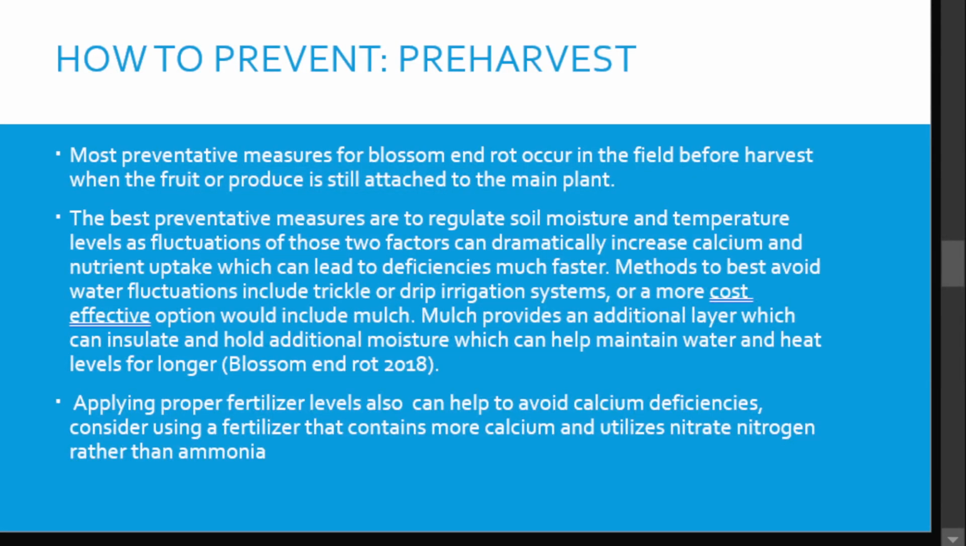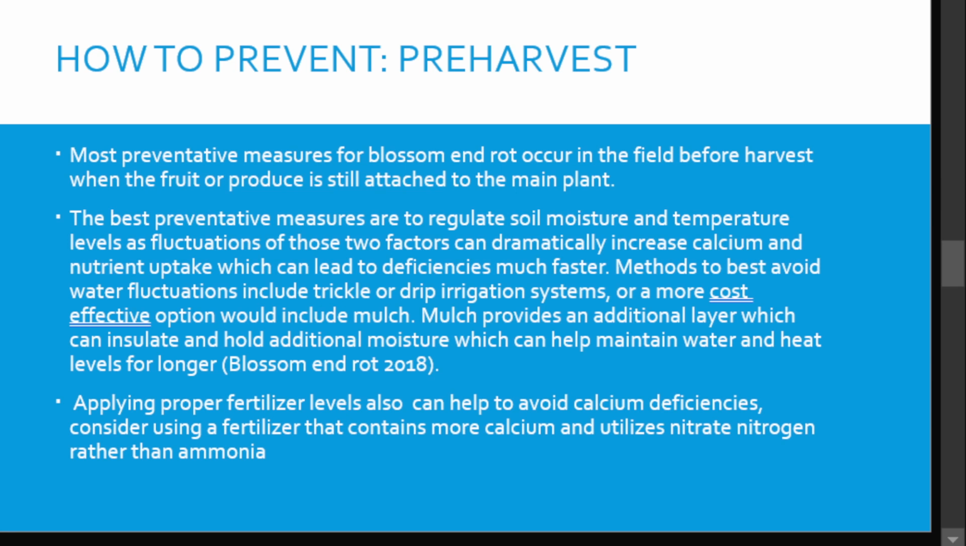How to prevent it pre-harvest. Most of the preventative measures are going to occur pre-harvest, while the fruit is still attached to the plant. The best preventative measures are to regulate soil moisture and temperature levels, as fluctuations of those two can dramatically increase calcium and nutrient uptake, which can lead to these deficiencies much faster.